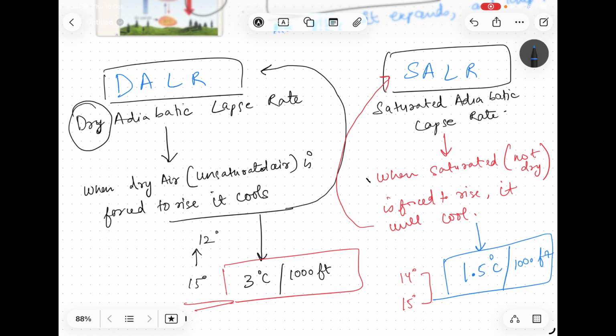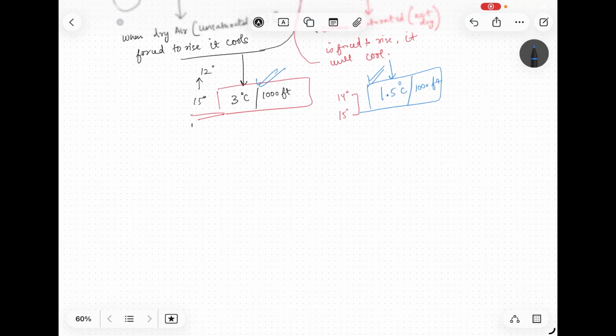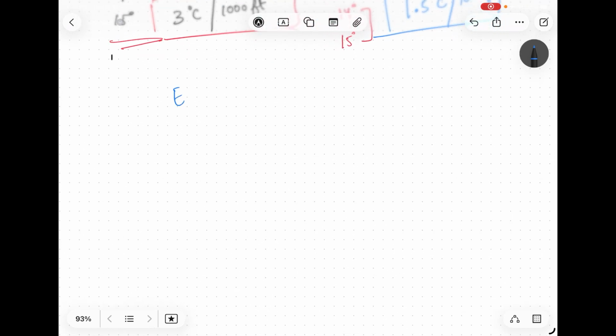We'll talk about it. So now what you need to know is what is the dry adiabatic lapse rate and what is the saturated. Dry is dry, unsaturated air going up and getting colder at this lapse rate, and saturated is basically something that is not dry and is going up and again cooling, but at a different rate. So these are the two lapse rates. Now there is another definition, which is environmental, ELR. I'll just write environmental lapse rate. Now what is this? This is the real lapse rate that is in the environment.